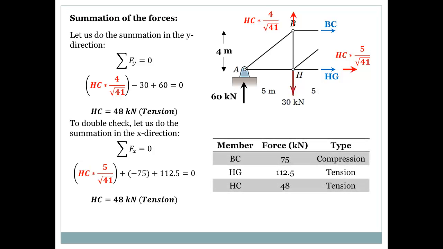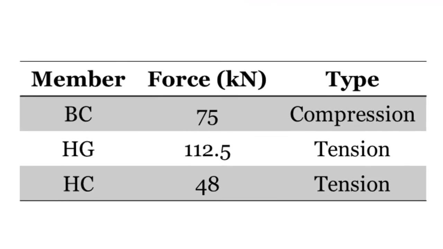Summarize all your answers in a table. This way it's easier for whoever's checking your work or your answers, if it's your professor. We can summarize it into this table. Member BC has a magnitude of 75 and it's a compression force. HG has a magnitude of 112.5 and it's a tension force, and the force in member HC is 48 and it's in tension.